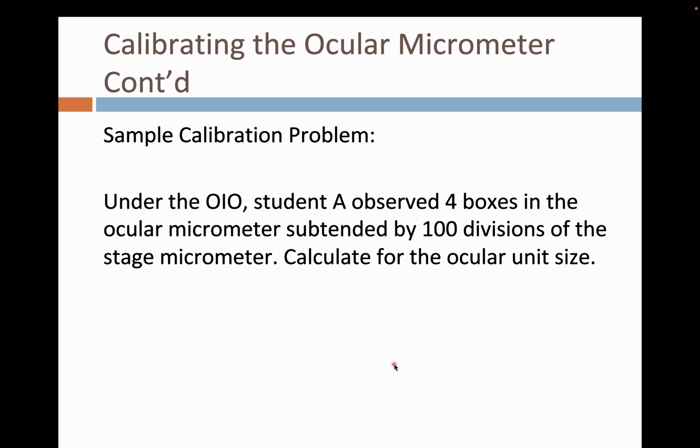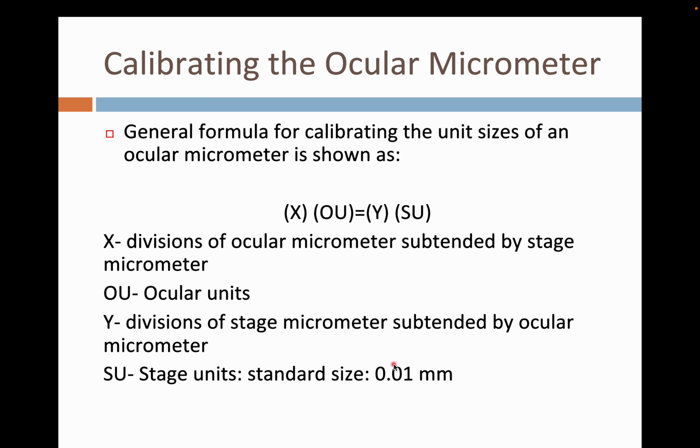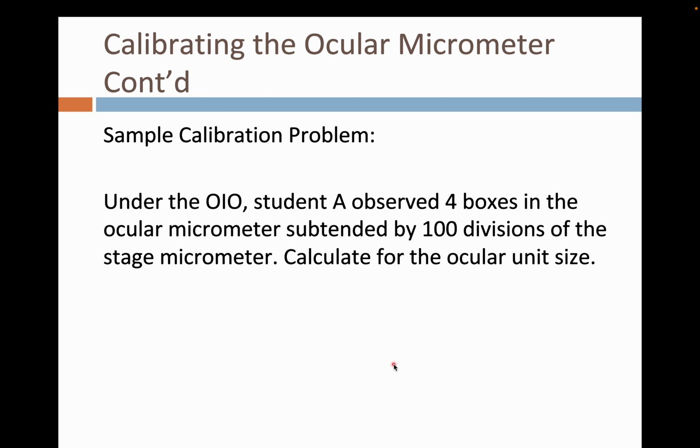Sample calibration problem. I want you to think about the answer to this, and probably you can give me the answer during our lab proper. Under the OIO, oil immersion objective, student A observed four boxes in the ocular micrometer subtended by 100 divisions of the stage micrometer. The question is for you to calculate the ocular unit size. I'm not sure if I have the answer here, but I don't. So you get to think about it, using this formula here.